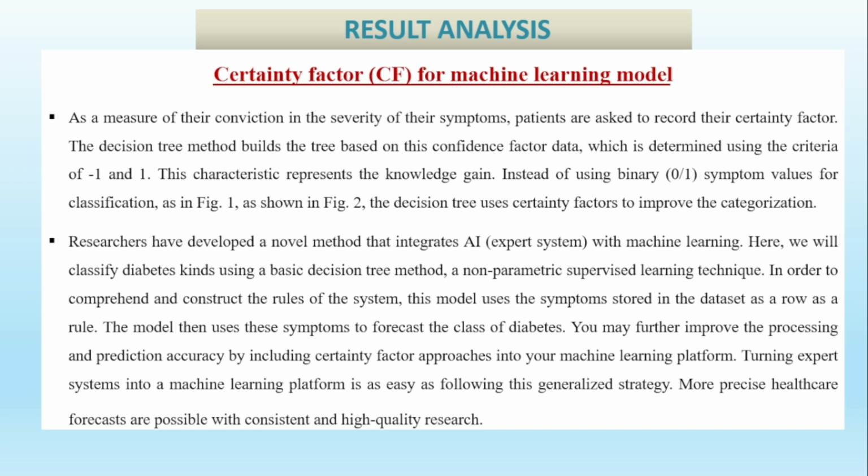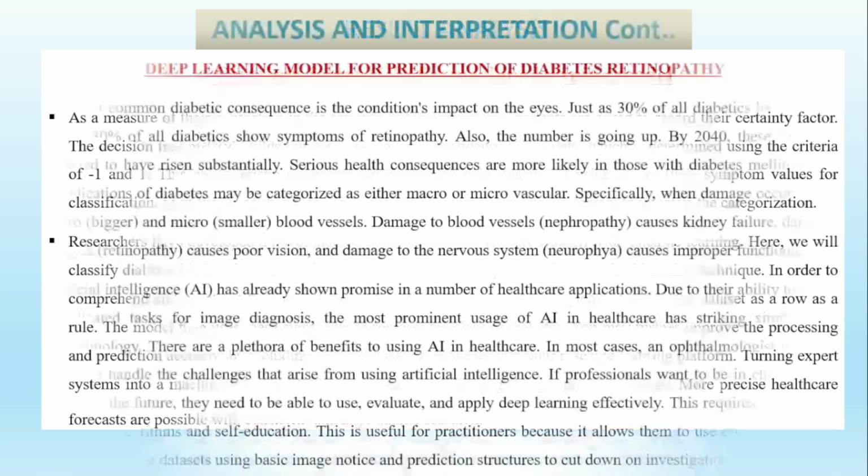This model uses the symptoms stored in the dataset as a row, as a rule. The model then uses these symptoms to forecast the class of diabetes. You may further improve the processing and prediction accuracy by including the certainty factor approach in your machine learning platform. Turning an expert system into a machine learning platform is as easy as following this generalized strategy. More precise healthcare forecasts are possible with consistent and high quality research.